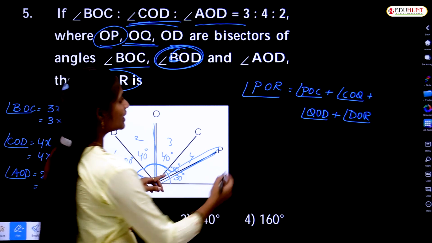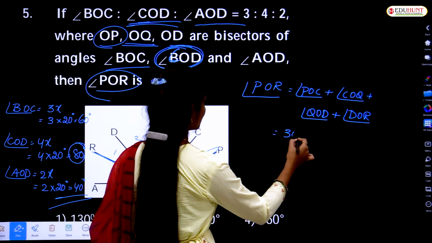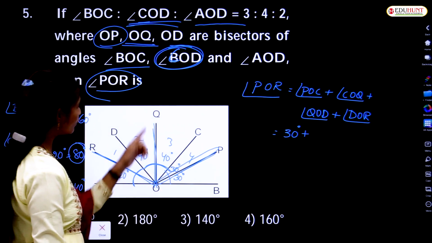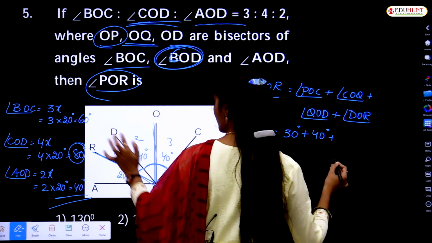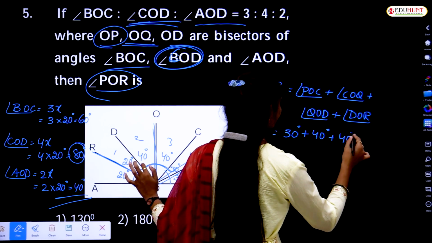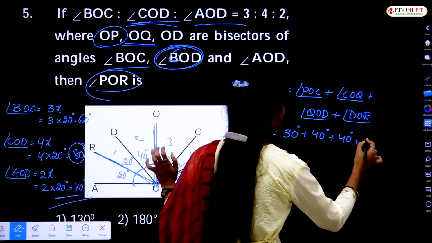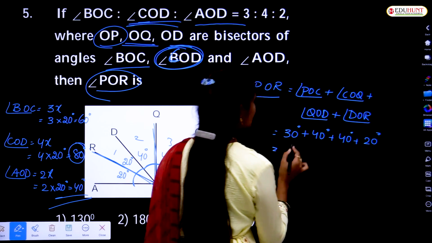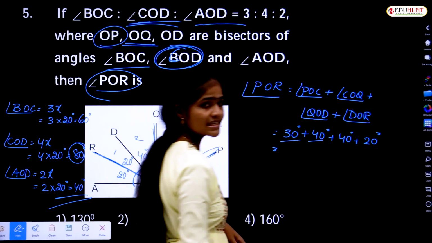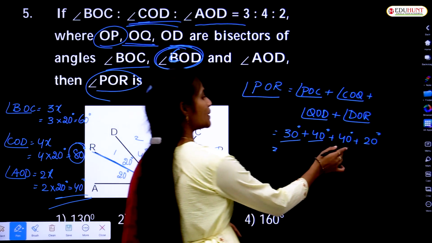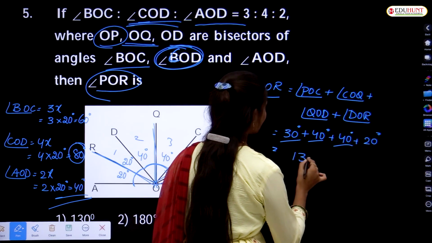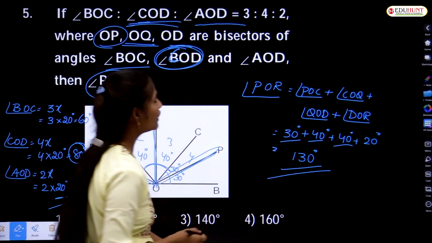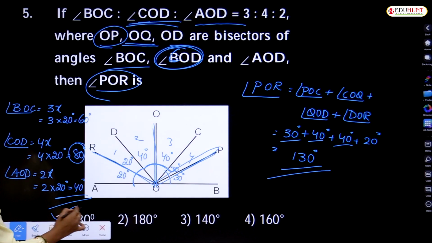So what are those angles here? POC is equal to 30 degrees plus COQ is equal to 40 degrees plus QOD is equal to 40 degrees plus DOR is equal to 20 degrees. So 30 plus 40 is equal to 70. 70 plus 40 is equal to 110. 110 plus 20 is equal to 130 degrees. So angle POR is equal to 130 degrees. So option 1 is correct.